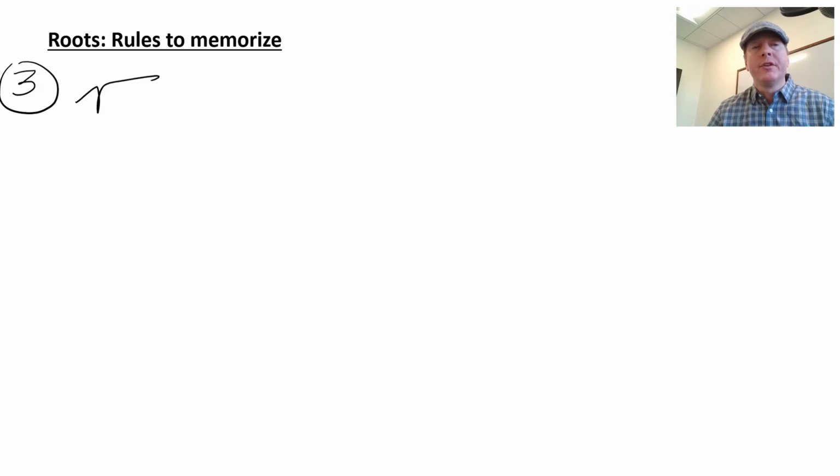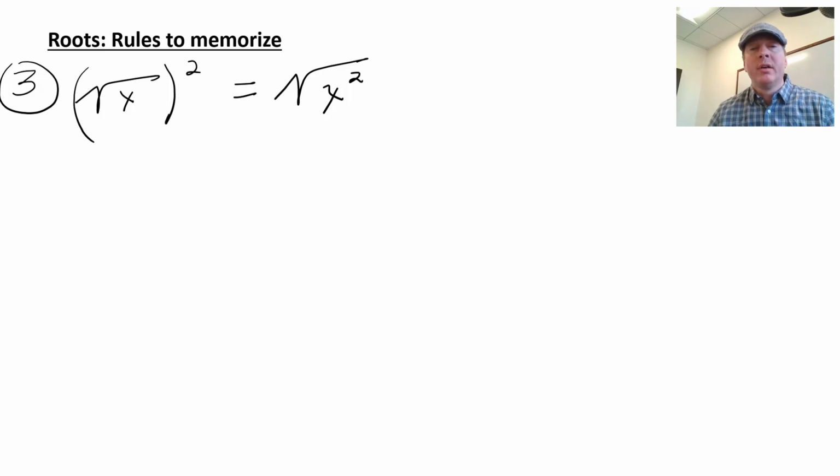A third rule. The square root of x, squared, is the same thing as the square root of x squared. In other words, it doesn't matter where you put the exponent, and both of those are equal to x. So the squaring and the square rooting cancel each other. And when you think about exponent rules, this makes sense.